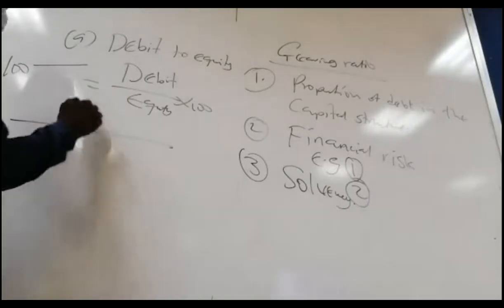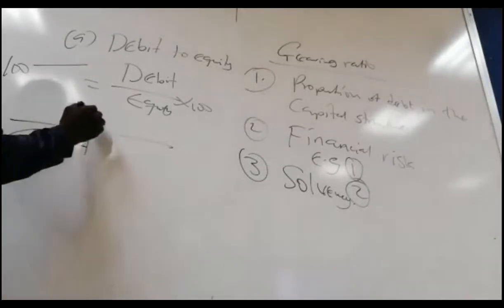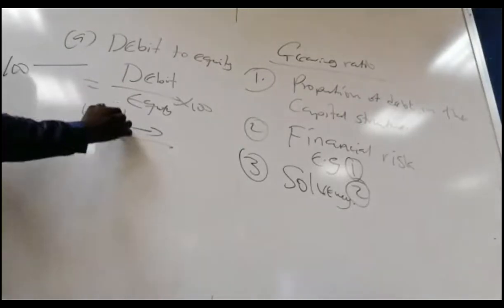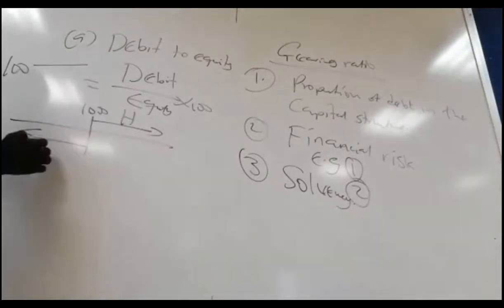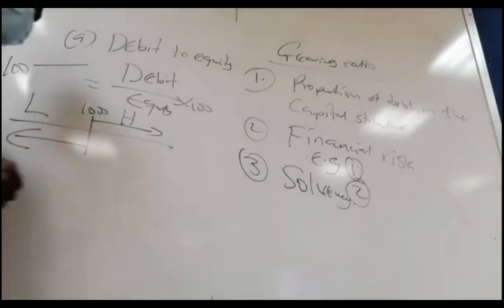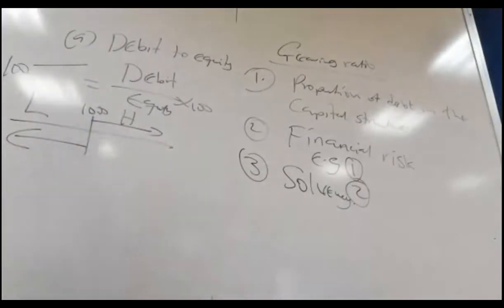If you calculate in the exams on Tuesday and the answer that you get is more than 100, then the company is what? Highly geared. If it's less than 100, it's lowly geared. If you are highly geared, that means the financial risk is also high. If you are lowly geared, your financial risk is also low.